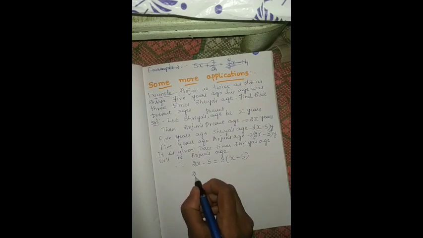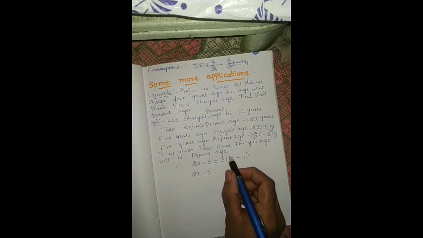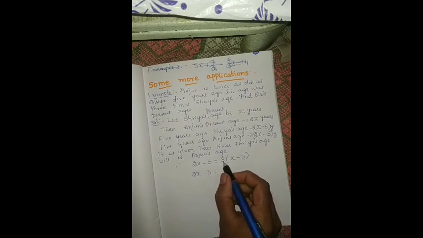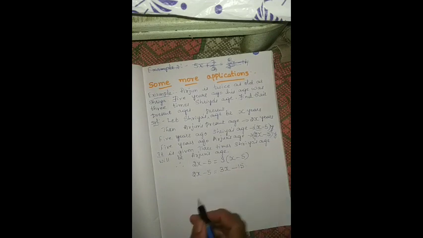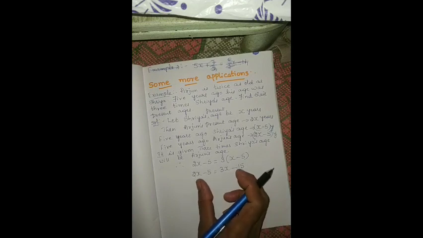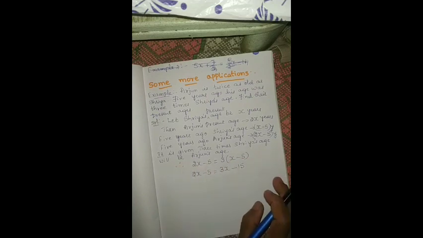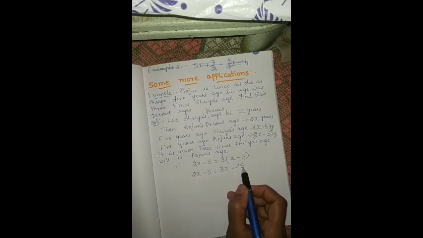Here 2x minus 5 is equal to, now what do we have to do? We have to open the bracket here so that we can get the correct numbers. So how to open the bracket? We have to multiply the numbers here. 3 into x, 3x, minus 3 into 5, that is 15. Now we got the equation having the variables on both sides that we studied in the previous video, isn't it? Now 2x minus 5 is equal to 3x minus 15.